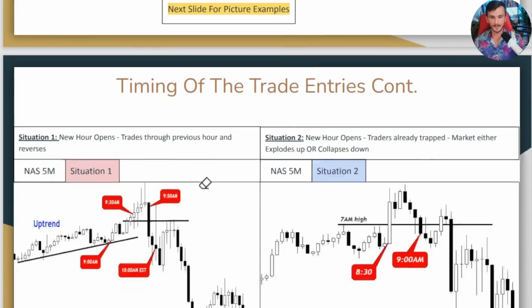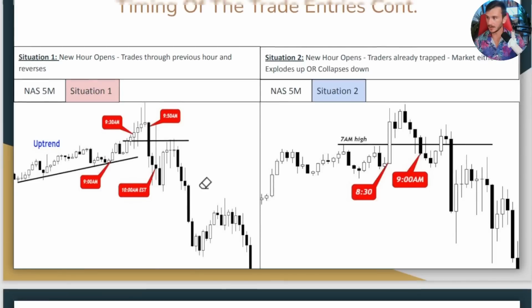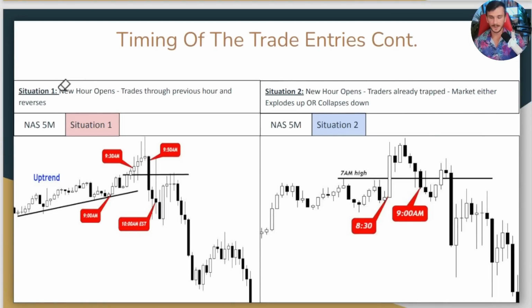Now, down here, timing of the trades continued. Let's get that up there so you can see. All right, so this is situation 1 from the previous slide. Remember, I had it labeled situation 1, 2, and 3. So situation 1. 9:30 opens up. This is where 9:30 has opened. This was the new hour, 9 o'clock opened. This is where 9:30 opened. And then 9:50 opened right here. So this bar engulfed back down.